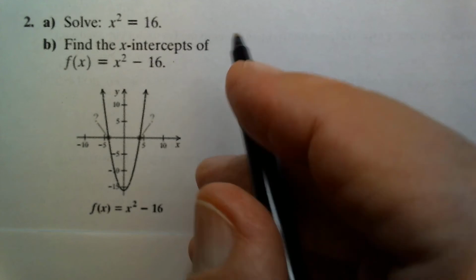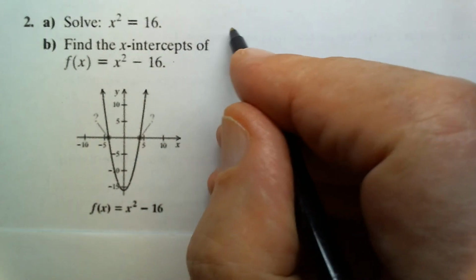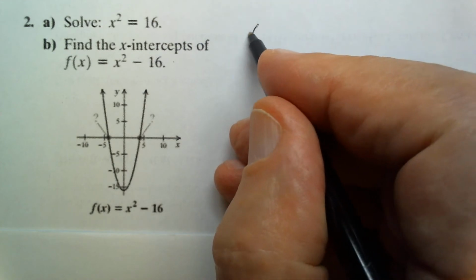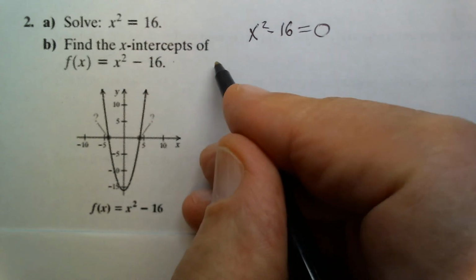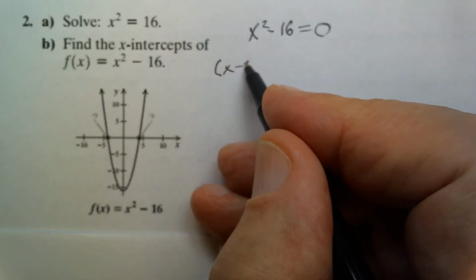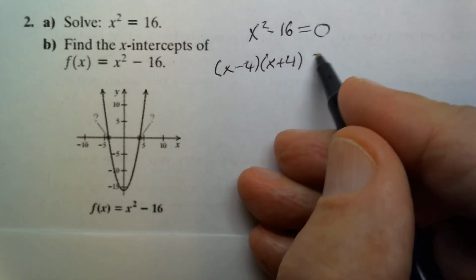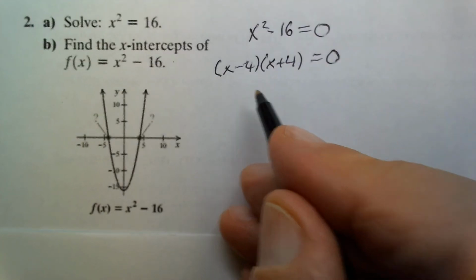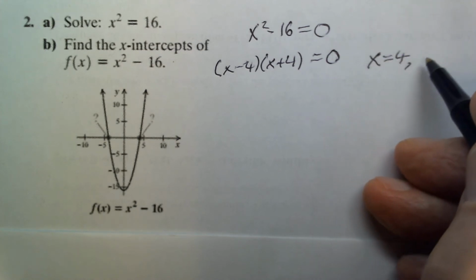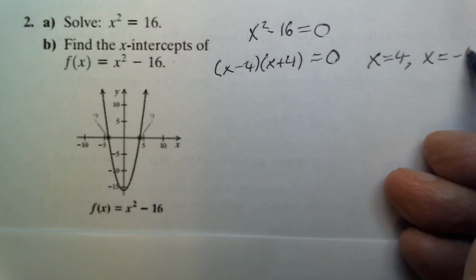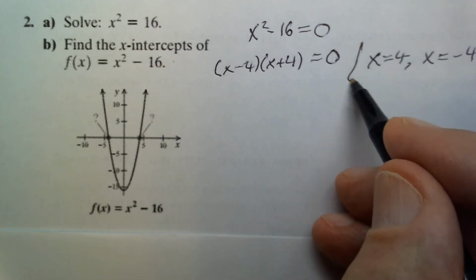For exercise 2, for the A part, x squared equals 16, we can write that as x squared minus 16 equals 0. And we can factor that into x minus 4 times x plus 4. And by setting each factor equal to 0, we find the solutions x equals 4 and x equals negative 4. So that's the answer to part A.